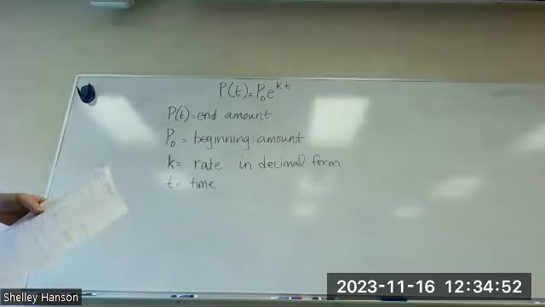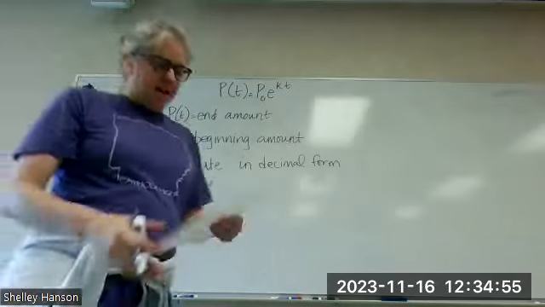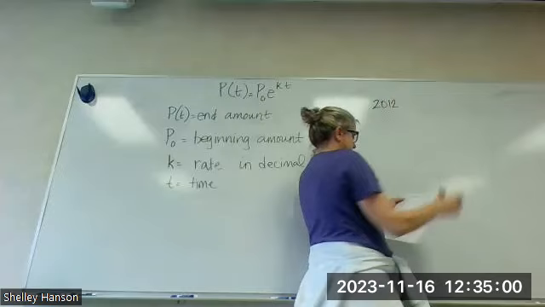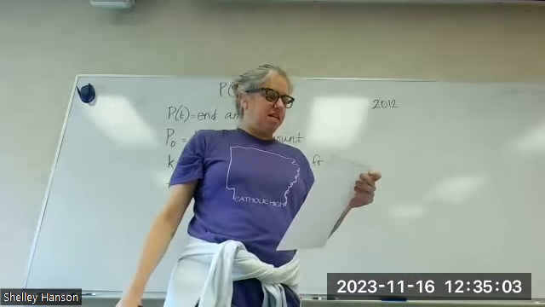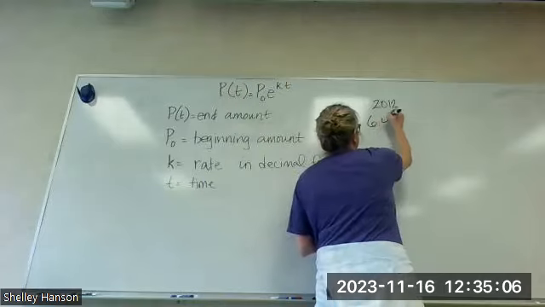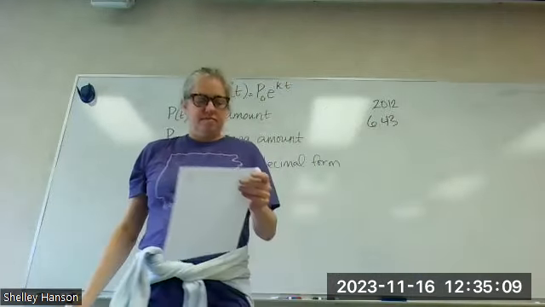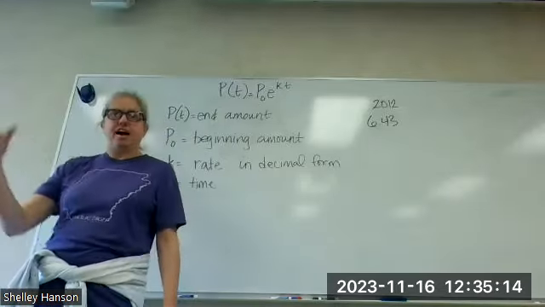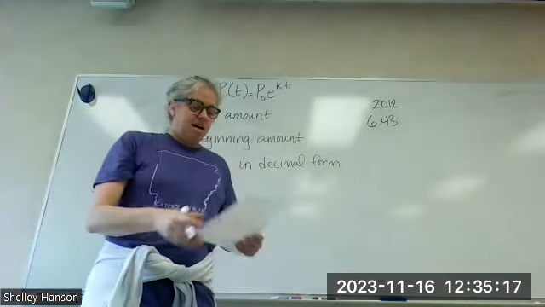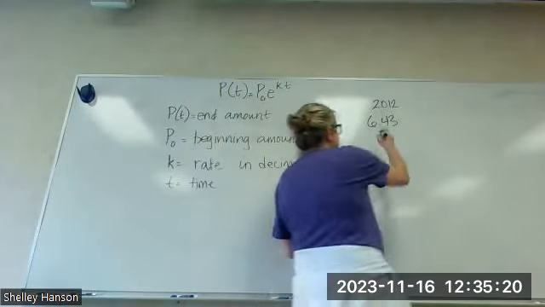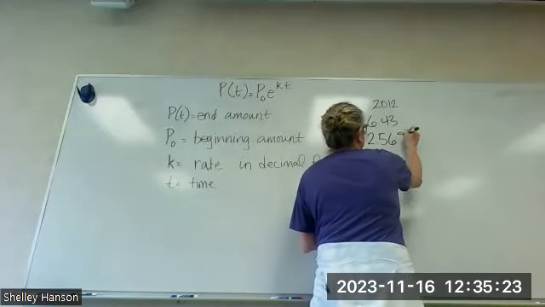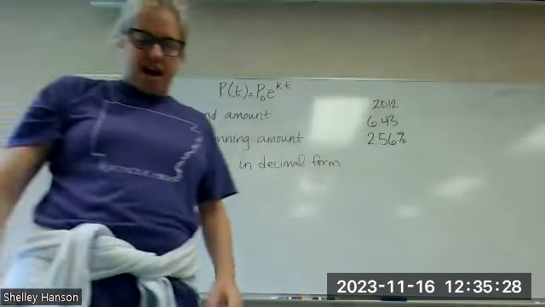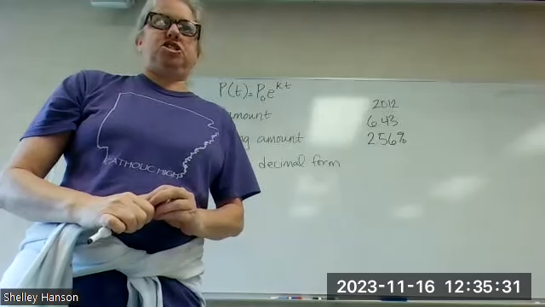All right, so on number 1, it tells me in 2012, the population of a city is 6.43 million. The exponential growth rate, which is talking about how fast the population is growing, is 2.56% per year. So the first thing that we're going to do is find the exponential growth function.